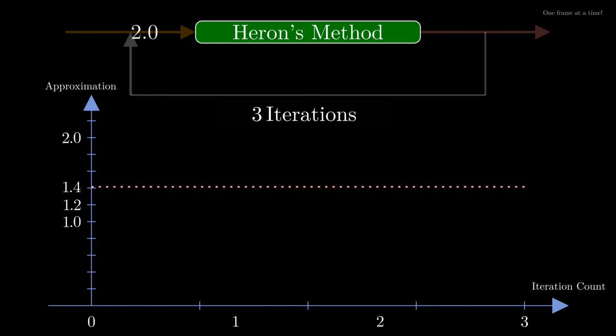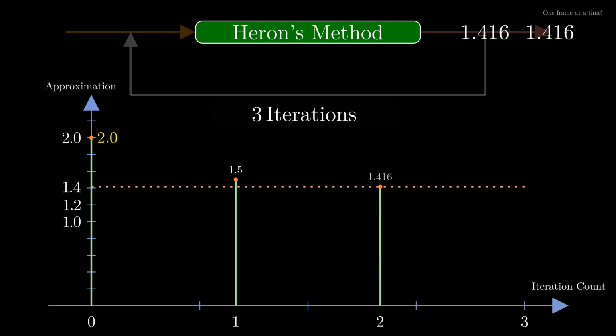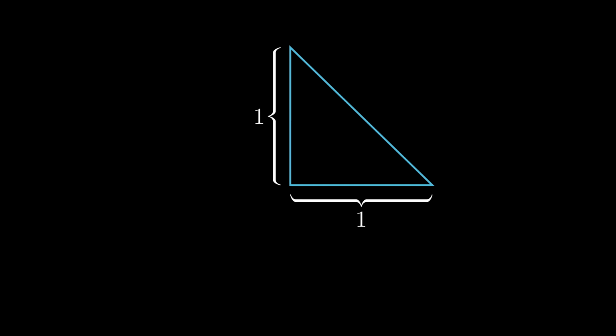Heron's method is a powerful technique for calculating square roots built on a beautifully simple recursive procedure. Recursive means it uses the output from one step as the input for the next, creating a cycle of ever-improving approximations. To truly understand where this method comes from, let's start with a bit of geometry. Imagine a right-angled isosceles triangle where the two short sides are each of unit length, 1. The hypotenuse of this triangle is the length we're trying to find.